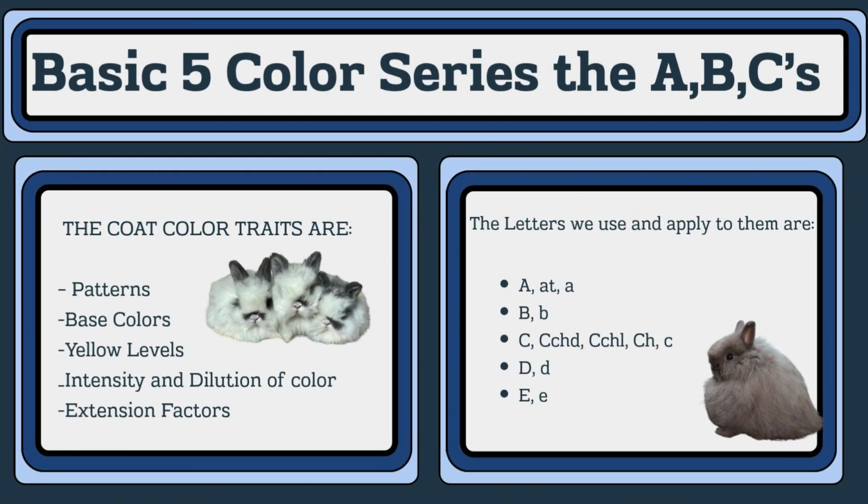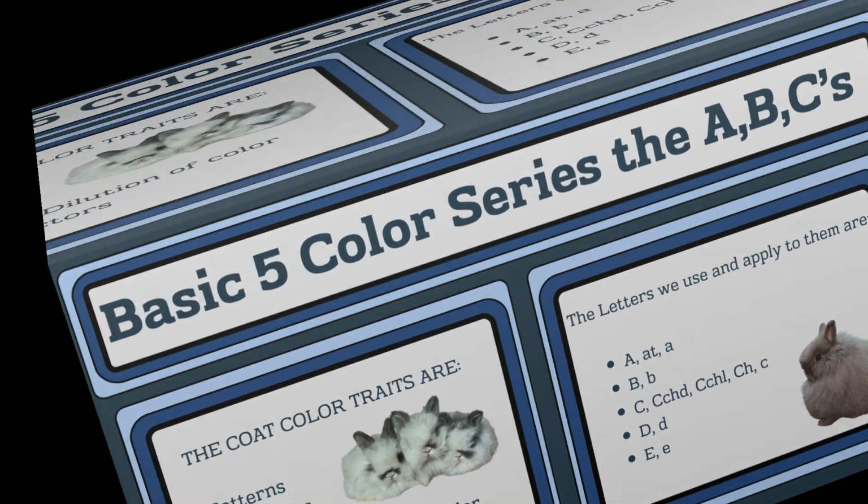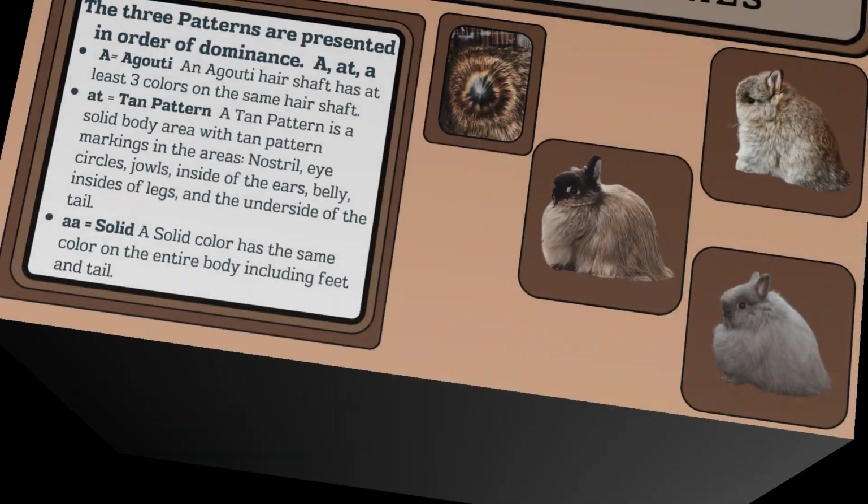The basic five color series, or the ABCs. The coat color traits are patterns, base colors, yellow levels, intensity and dilution of color, and extension factors. Please refer to the slide for the letters that are commonly used for each of these categories.